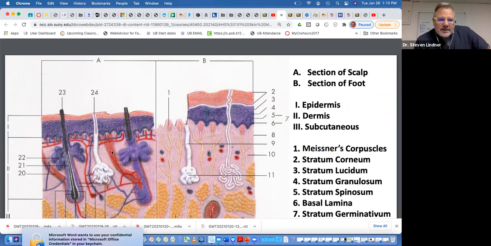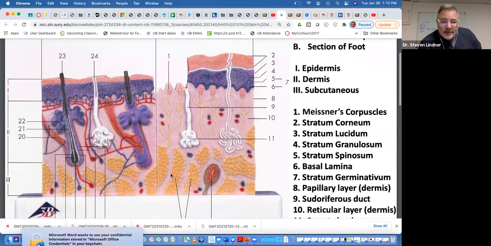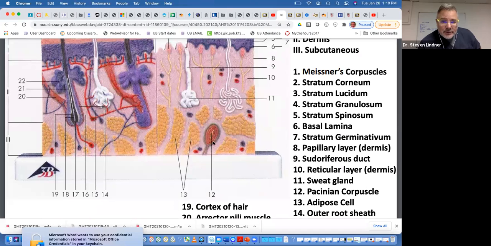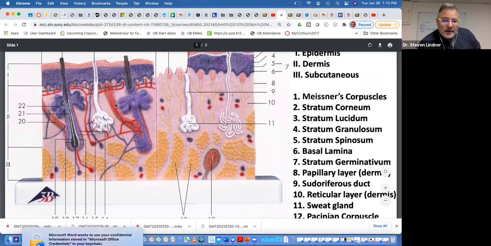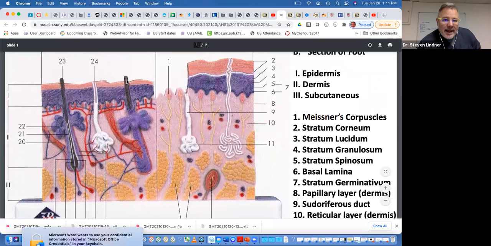So what is this? This is muscle, right? Remember we said the skin has all 4 types of tissues. Well, it's got nerves. We can see number 1, these are nerves. Even over here, number 12, this is nerve tissue. We have muscle tissue. This is called the erector pili muscle right here. So when this muscle contracts, it's going to pull the hair on end and give you goosebumps. So this is muscle. This is nerve.